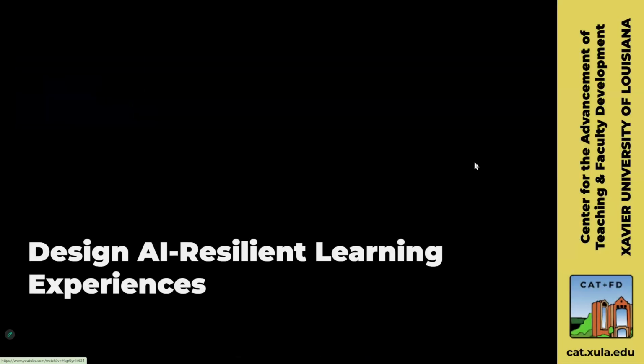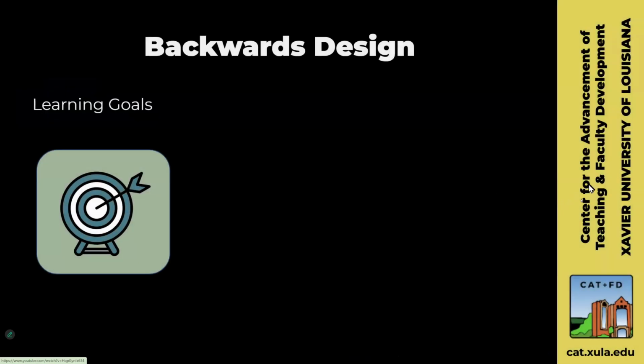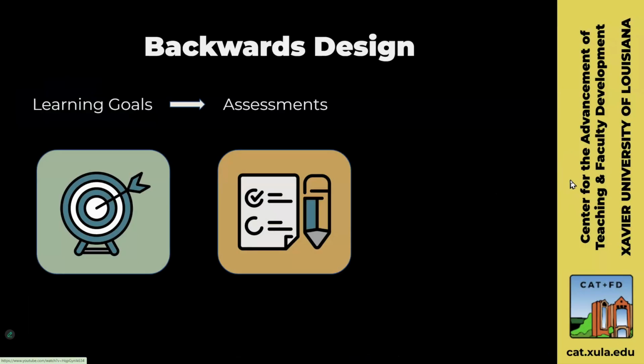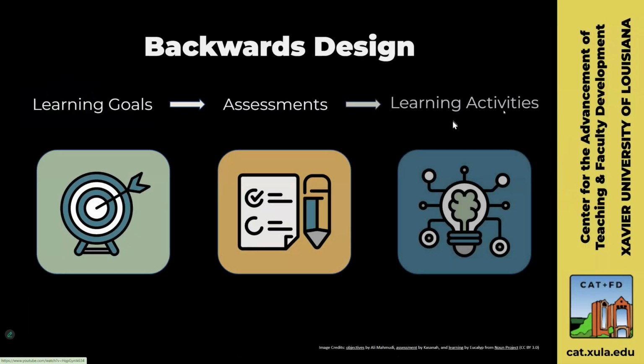So what do you do? You design AI resilient learning experiences and assessments, right? And so we tend to talk about backwards design a lot because it is important. In backwards design, you're going to start with your learning goals and then the assessments that you want, and then come up with the learning activities rather than coming up with, I want to do this activity and then try to figure out how does this fit my learning goals. So start by working backwards, right?